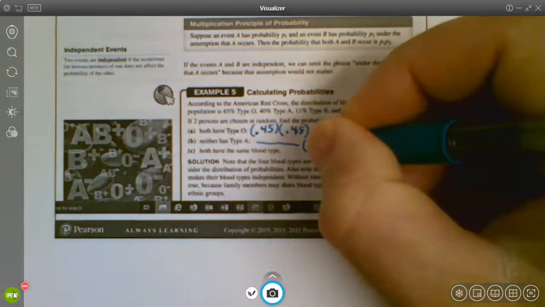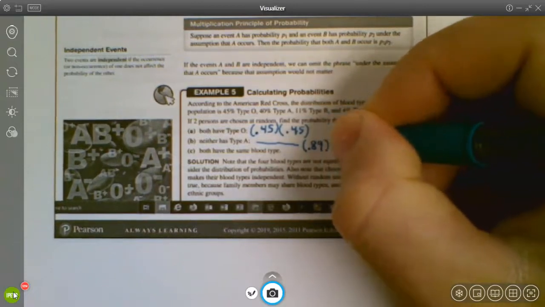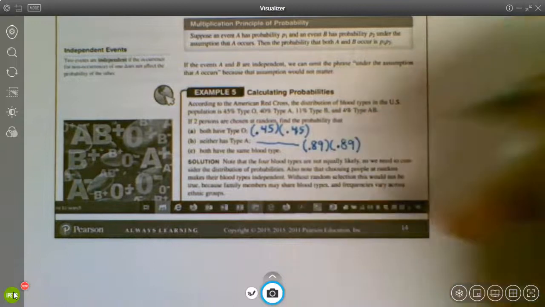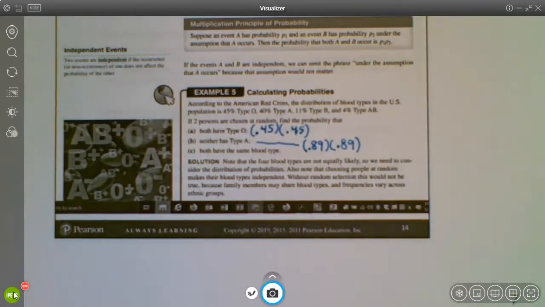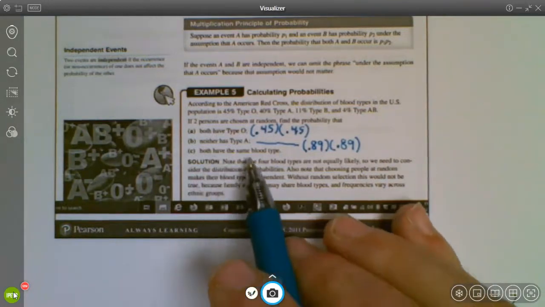We would just say, well, it's 89% for the first one. It's 89% for the second one. And we would just multiply those together. So, the probability that both have the same blood type.